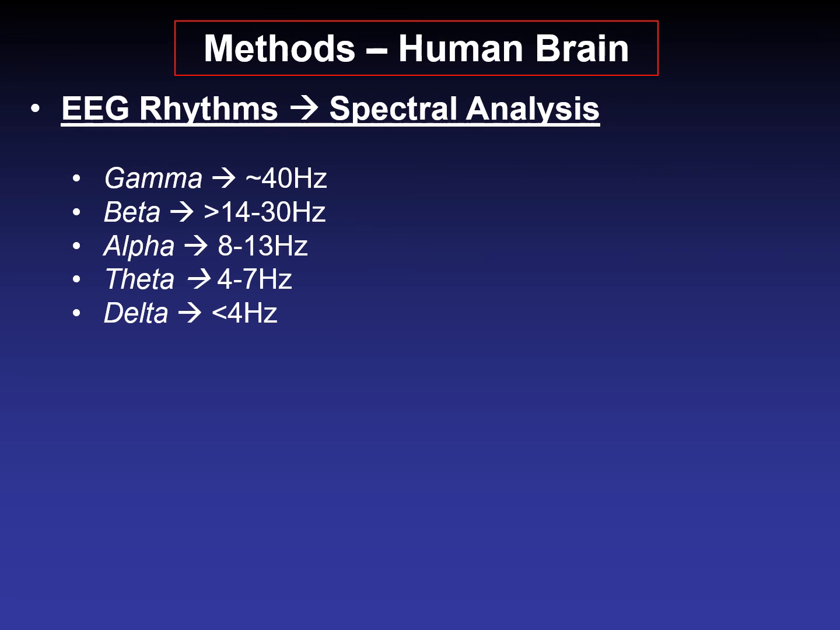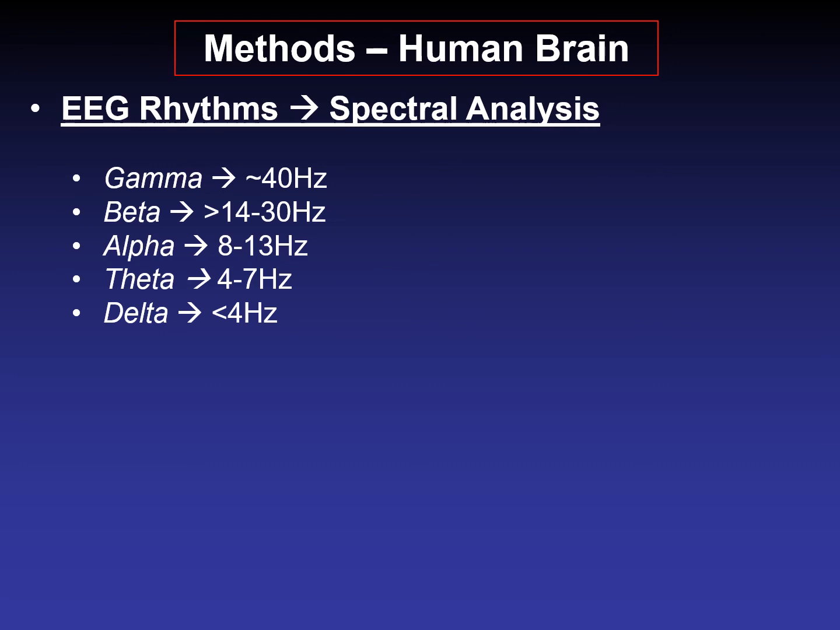If you do spectral analysis, then you're going to come up with one or more various sine waves. These can be as low as 1 hertz in frequency, in which case, if it's 1 to 4 hertz, you're looking at delta. 4 to 7 hertz is theta. 8 to 13 hertz is alpha. 14 to 30 hertz is beta. And around 40 hertz is considered gamma. These are just Greek letters given to each of these frequency bands.